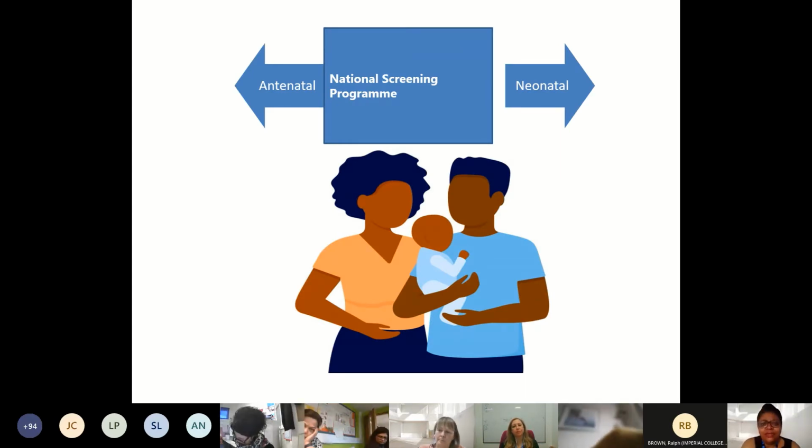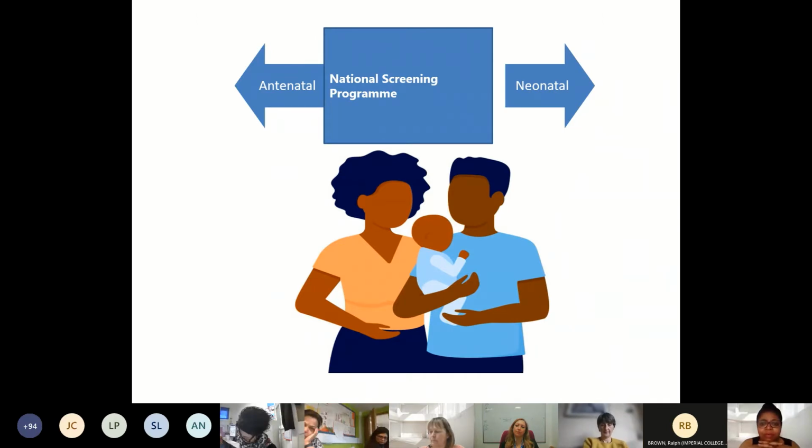We have a national screening programme. I don't know whether everyone's aware of that, but it's been running for about 20 odd years. In the early days, they only tested women of the ethnic origins I spoke about earlier. That still continues, but there's now a universal screening programme going on.